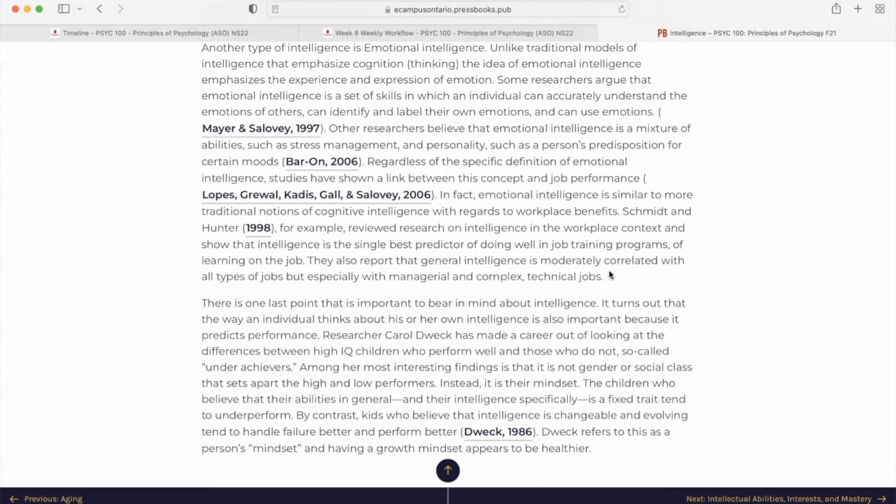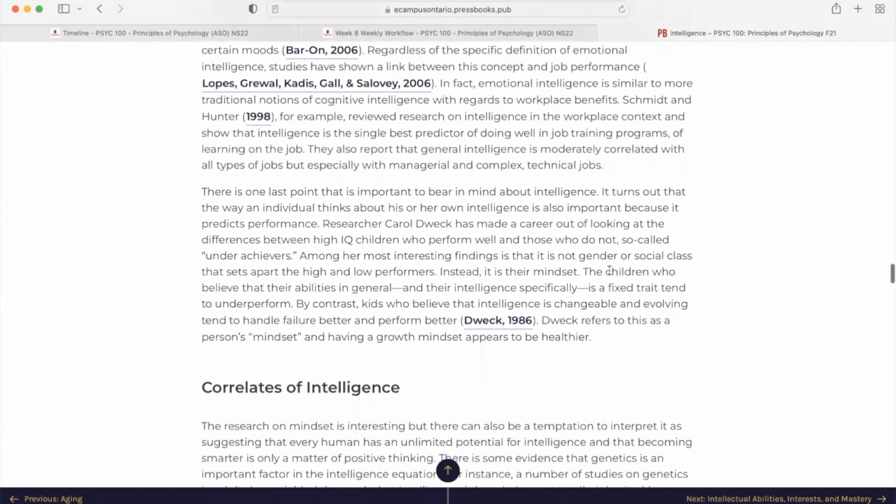Schmidt and Hunter in 1998, for example, reviewed research on intelligence in the workplace context and showed that intelligence is the best single predictor of doing well in job training programs, of learning on the job. They also report that general intelligence is moderately correlated with all types of jobs, but especially with managerial and complex technical jobs. There is one last point that is important to bear in mind about intelligence.